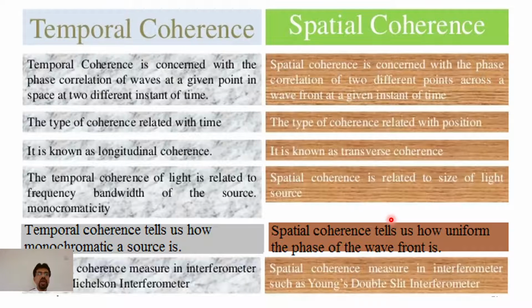Now we can distinguish between the temporal coherence and the spatial coherence. We have seen that the temporal coherence is concerned with the phase correlation of the waves at a given point in space at two different instants of time. Whereas the spatial coherence is concerned with the phase correlation of two different points across the wavefront at a given instant of time.